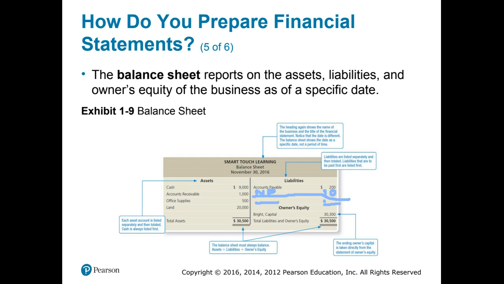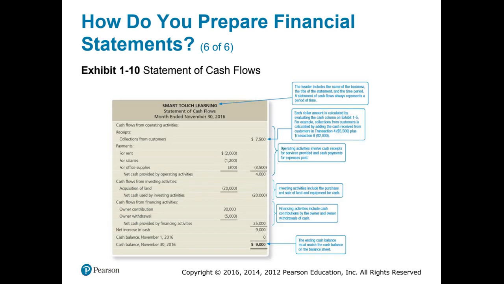Statement of cash flows. Same thing with your report information at the top. This is for the month ended November 30th. And so here we see our statement of cash flows. We've got the cash flows from operating activities. We have financing activities. And we have investing activities. So those are the three activities that we list.